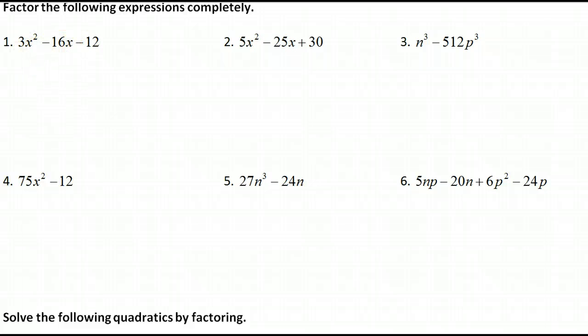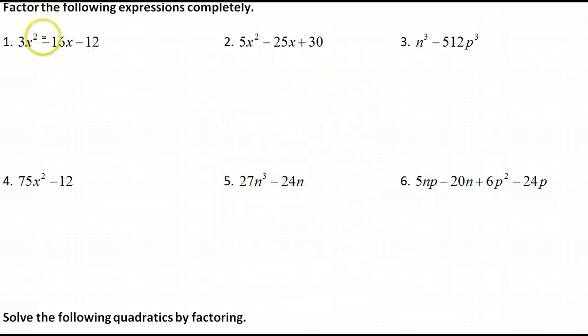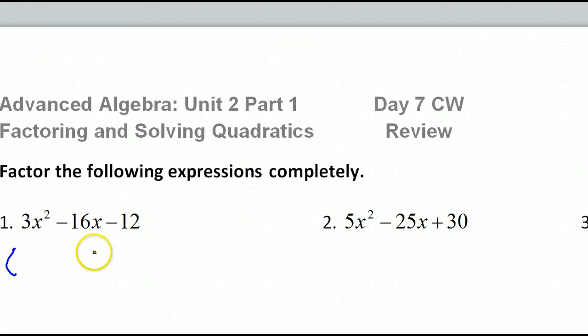Problem number 1. We're supposed to factor. Ladies and gentlemen, the first step of factoring is to look and see if there is a common factor. 3, 16, 12. There is no common factor. So, therefore, we will go to the next step. When you have a trinomial like this, it is probably going to factor as a binomial times a binomial. So we will get our parentheses ready.